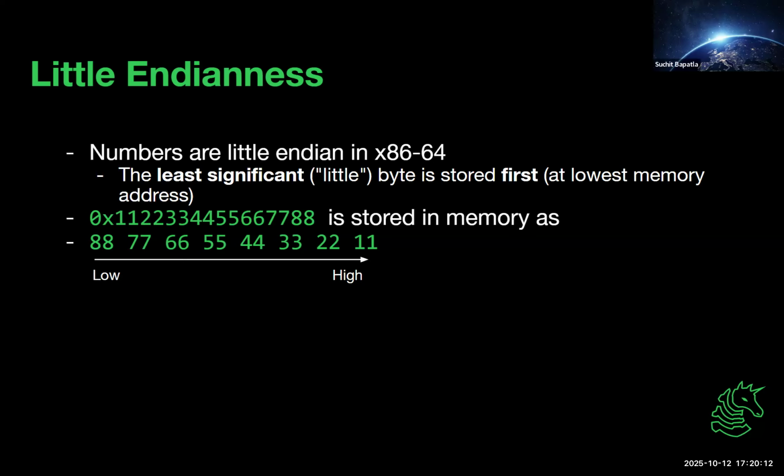So in this case, with this number, the least significant byte is the 88 portion, because each byte is 2 hexadecimal digits. And so that one will be stored first in memory, i.e. at the lowest address. Yeah, good clarification. It is the byte, not just every single digit.